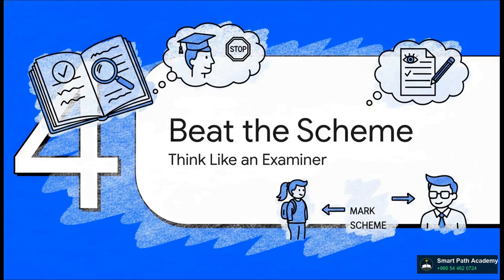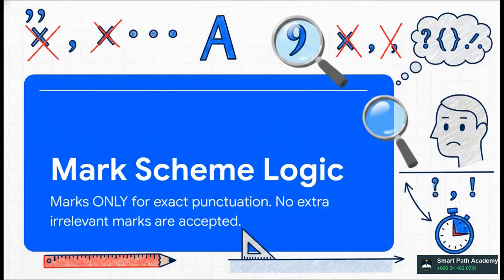Which brings us to section 4, beating the mark scheme. Guys, this is the harsh reality of the exam room. The mark scheme logic dictates that marks are only awarded for correctly placed apostrophes and exact, precise speech punctuation. No extra irrelevant marks are accepted. The name of the game here is accuracy. Cambridge Checkpoint rewards absolute precision, not just trying your best and sprinkling commas everywhere hoping one lands right.